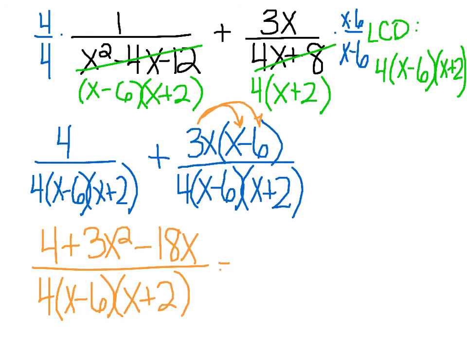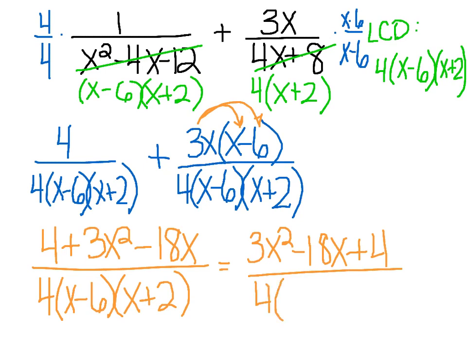Now let's put that in standard form so we can look and see if we can factor. So 3x squared minus 18x plus 4 all over 4 times x minus 6 times x plus 2. In order to factor, I'd have to look at the AC method. So 3 times 4 is 12. So I'd be looking at what multiplies to 12 but adds to negative 18. Obviously, there's nothing that can do that because the highest we can go is 13. So therefore, this is your final answer.